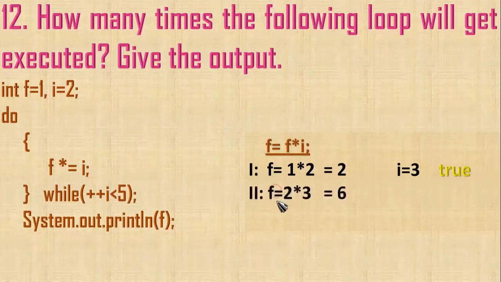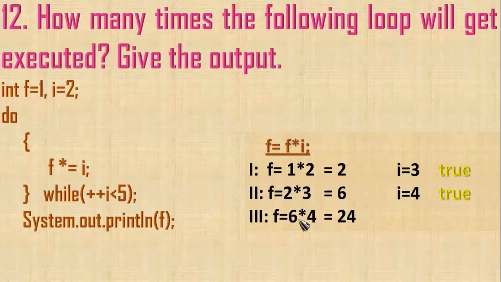Now f = 2 * 3. So 2 is already there in f. Into 3, it becomes 6. By that time, i's value will be 3 plus 1, and then it checks 4, it is true. So what happens? Again it enters inside the body of that loop. And now 6 is the value of f. So f into 4, 6 into 4, 24. Now i becomes 5. So 5 is lesser than 5, it is false.